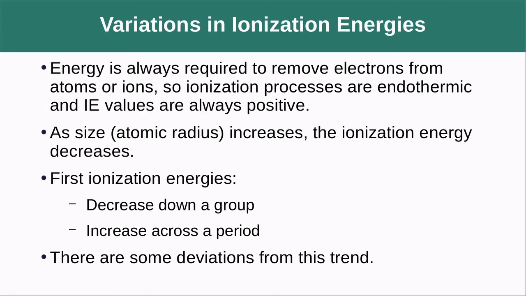What happens is as the size of the atomic radius of the atom increases, the ionization energy decreases. The electrons are being held further away from the nucleus. They're easier to knock one off. Periodically, you're going to see the first ionization energies decrease as you move down a group, but increase as you move across a period.